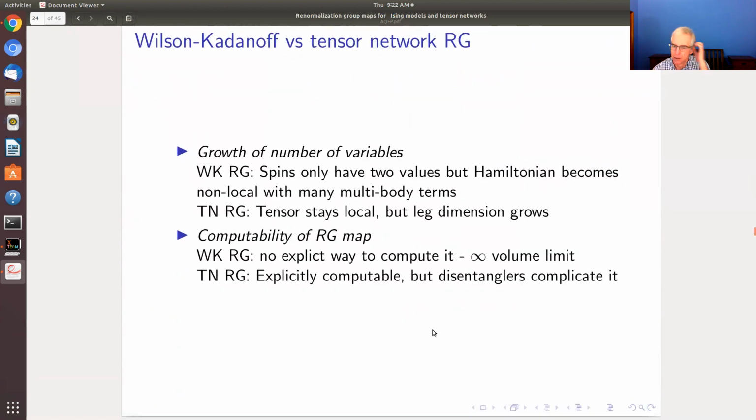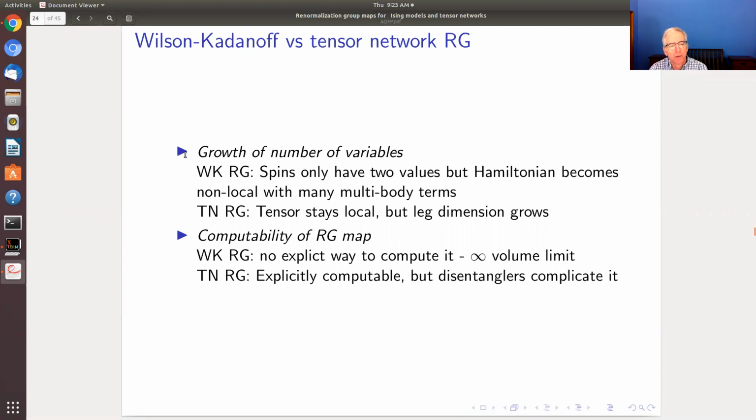Okay, why do we think it's worth looking at these things? Well, if you look at the Wilson-Kadanoff renormalization group, it has the nice property that the spin stays fixed to be just plus or minus 1. But the Hamiltonian gets very complicated. In fact, after one step, it immediately has infinitely many terms. It's non-local. You have many body terms of all sizes, hopefully with some decay.